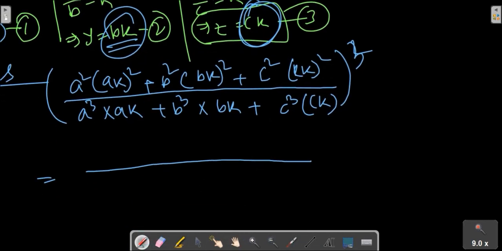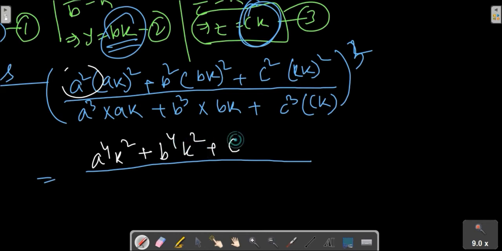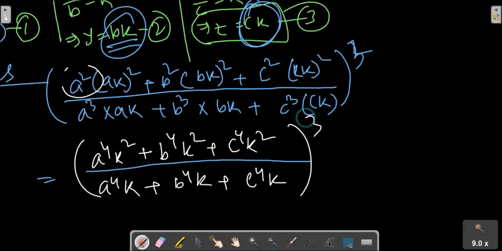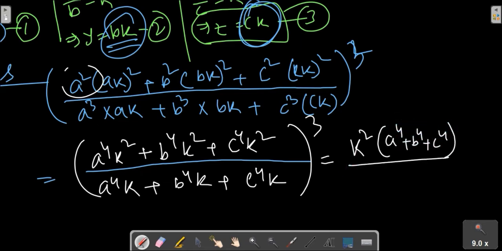So here now we'll just simplify them all, let's see what we are getting. If we open this up, it would give us a square k square, and previously one a square was there, so it would be a to the power 4 k square, right? And here you see b square k square, so it would be b to the power 4 k square, and c to the power 4 k square. Down below it would be a to the power 4 k, b to the power 4 k, c to the power 4 k, and its whole cube, right? If I take k square common from the upper part, we will be left with a to the power 4 plus b to the power 4 plus c to the power 4, and down below if we take k common, then we'll be left with the same thing, a to the power 4 plus b to the power 4 plus c to the power 4, and whole cube was there.